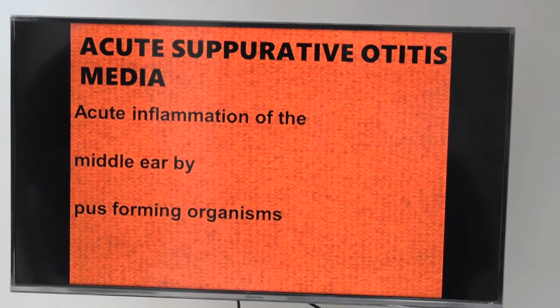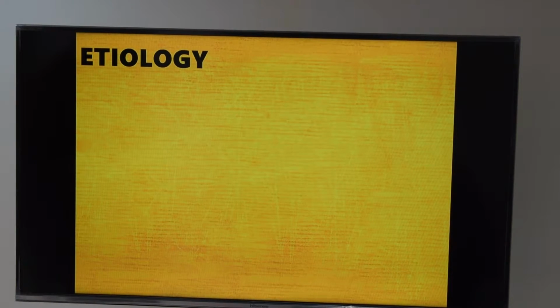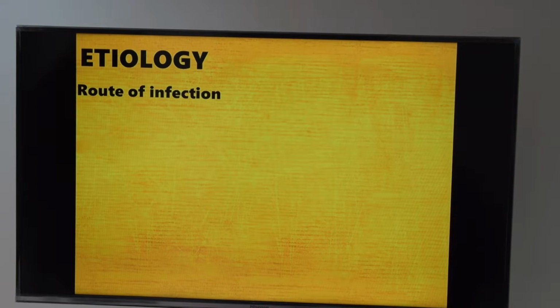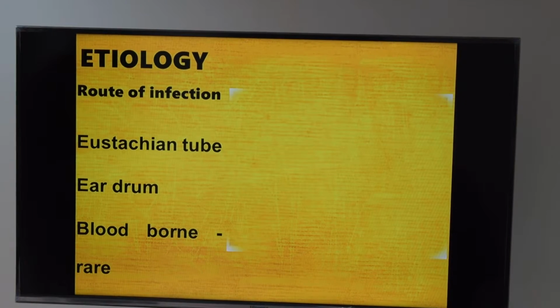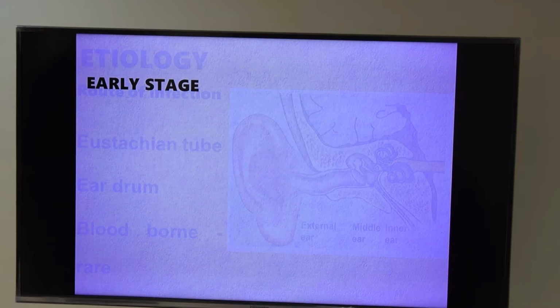How did the bacteria reach the middle ear? It can access the middle ear through three main routes. One, following an upper respiratory tract infection, through the eustachian tube, it reaches the middle ear. Second, if there is a prior hole or perforation in the tympanic membrane or the eardrum already, through the eardrum it can reach the middle ear. And last, through bloodborne spread. These are the three common routes of infection, the most common being the first one, through the eustachian tube following an upper respiratory tract infection.